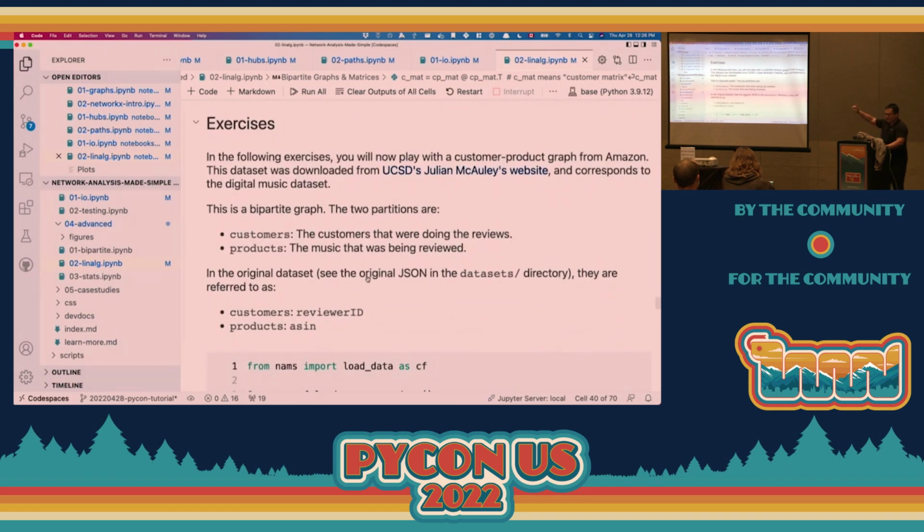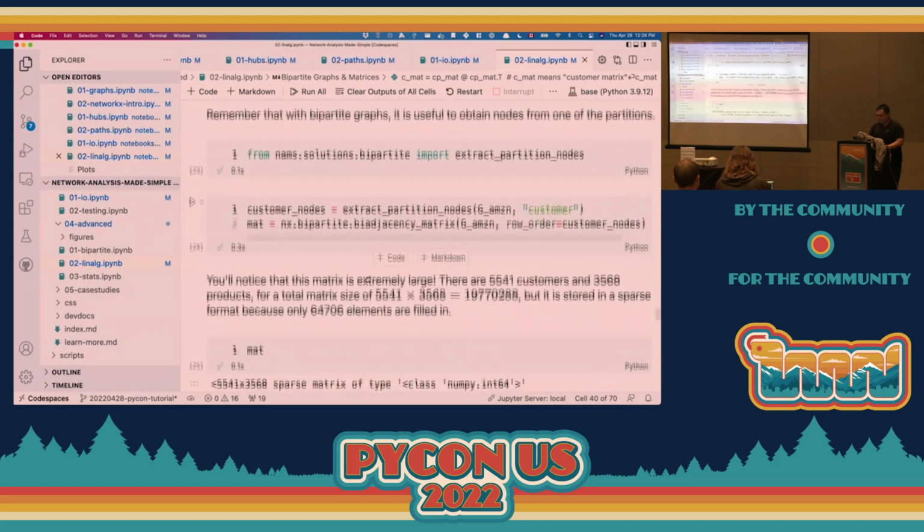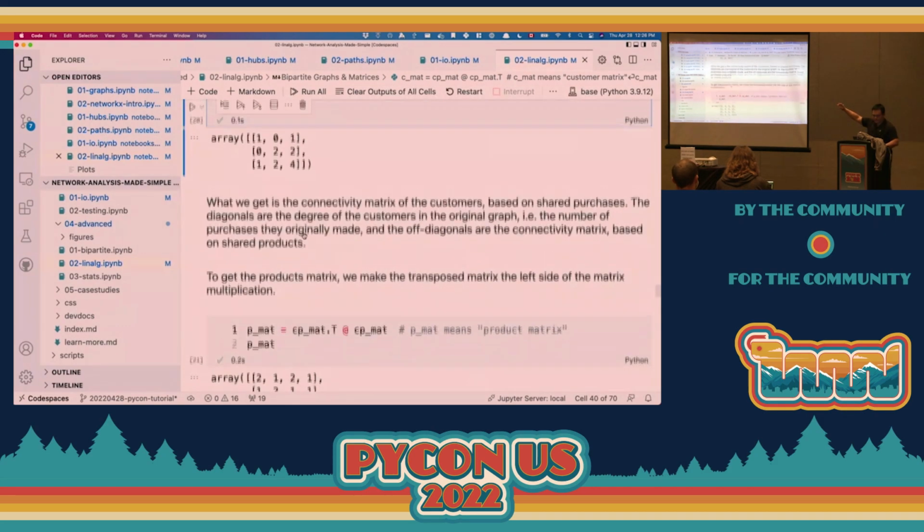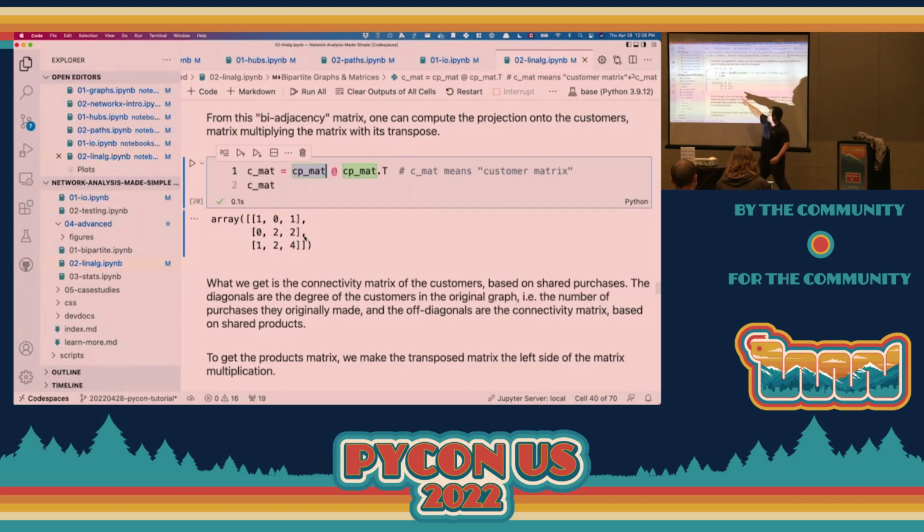Now, someone kindly put up a customer product graph from Amazon. And the bottom of the notebook, which you can review on your own time, shows how if you were to do what they call, sorry, let me backtrack a little bit. Doing this operation is called calculating the projection of a bipartite graph onto one partition. So we're projecting this bipartite graph onto just the customer partition. Or we do the same onto products, okay?